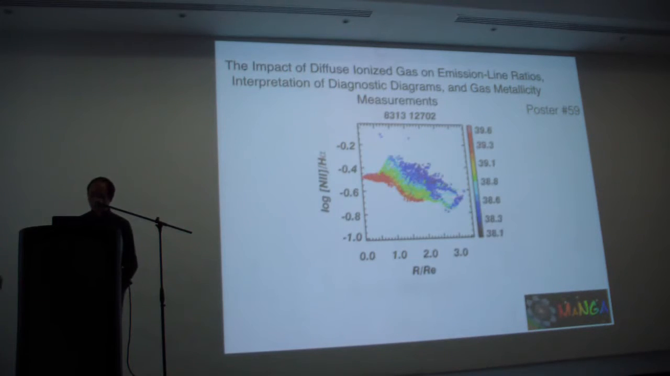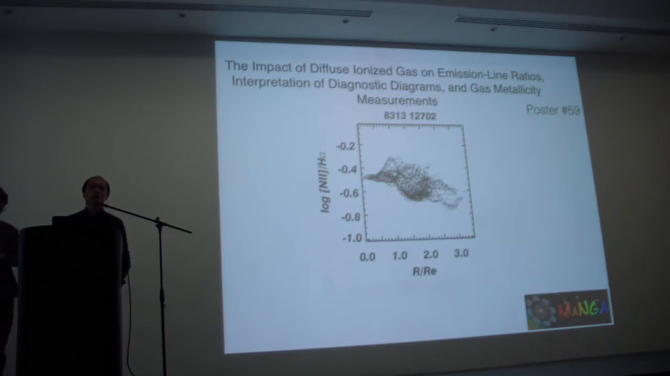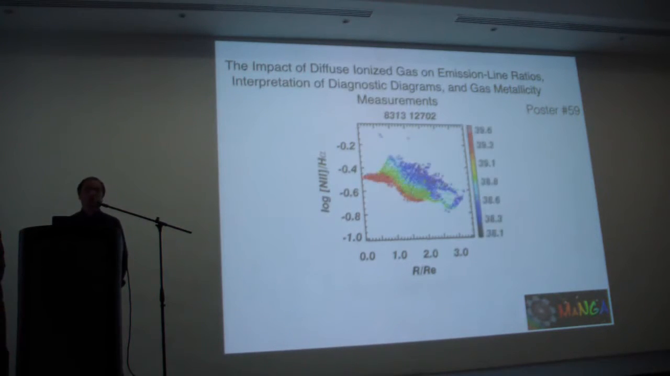We are using MaNGA data to explore the diffuse ionized gas in star-forming galaxies. We see that [NII]/Hα generally drops as a function of radius, and at fixed radius the dispersion is large, about 0.2 dex. But if we color-encode the dots by the Hα surface brightness, we see a very beautiful rainbow pattern, and the dispersion is significantly reduced at fixed Hα surface brightness.